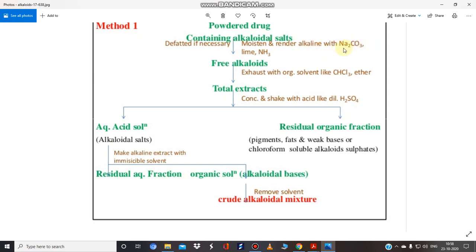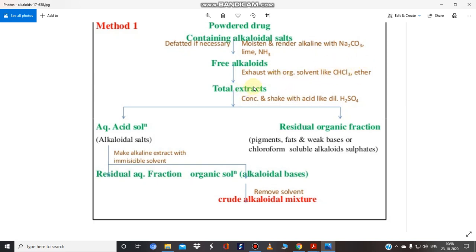In this case, suppose sodium carbonate, potassium carbonate or NaOH is used. Lime and ammonia are also used. What happens here is, whenever we add a basic material to an alkaloid-containing drug, it sets the alkaloid free. Then that free alkaloid we extract again using organic solvents like chloroform, which is slightly more polar than benzene or hexane. So it was again extracted with chloroform.